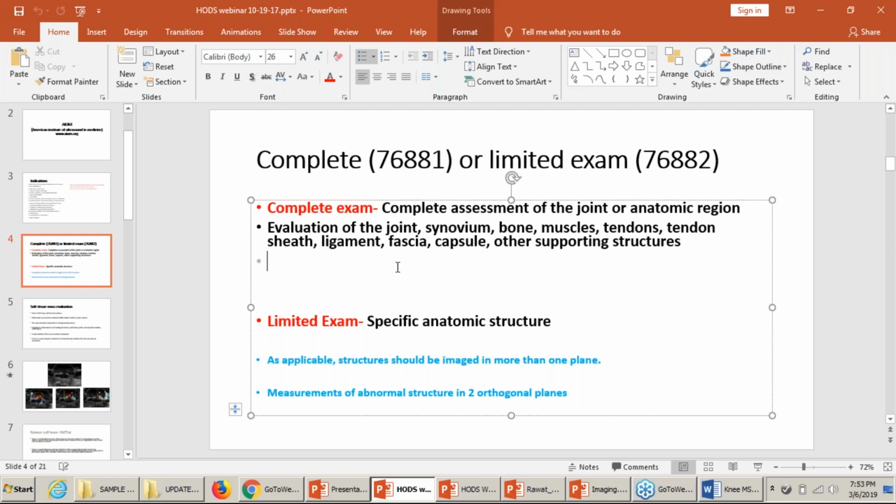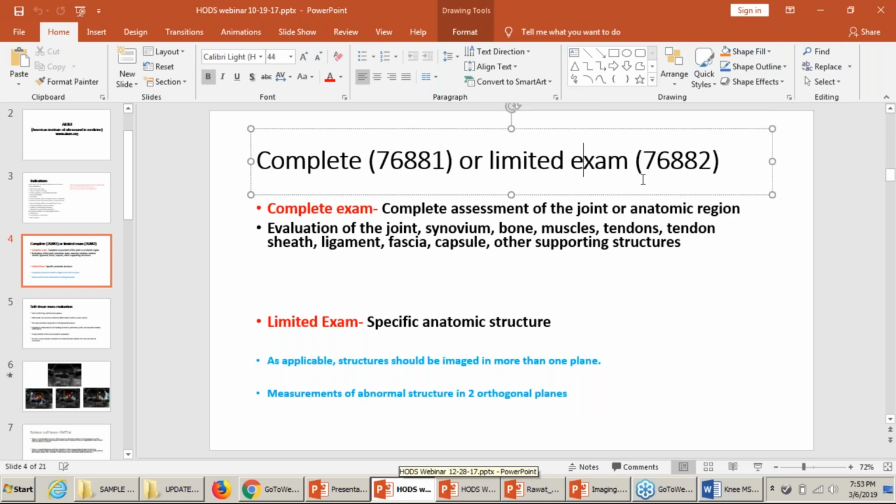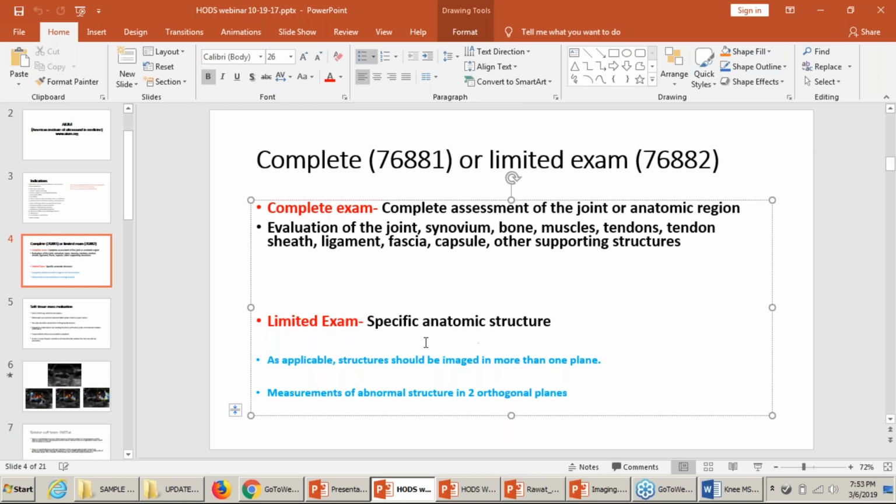76881 is not defined by the number of scans, images or pictures, and it is not defined by how many structures. There's no number associated, but it does say complete assessment, and it is based on the clinical presentation. I can forward everyone the AIUM practice parameters and other standards of musculoskeletal ultrasound articles, which will give you a good idea of how these exams are defined. On the other end, the second code, the limited code 76882, is anatomy specific. Here you're imaging only one structure. So if you do a NeuroMSK, that would be 76882, which is a limited exam.